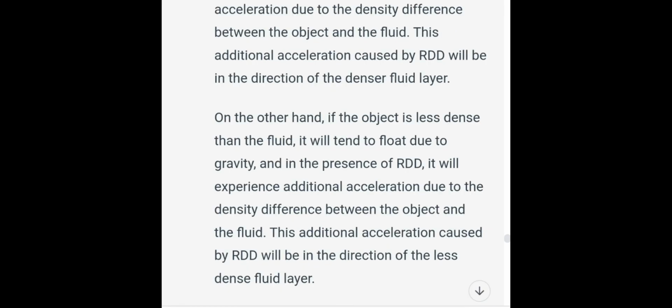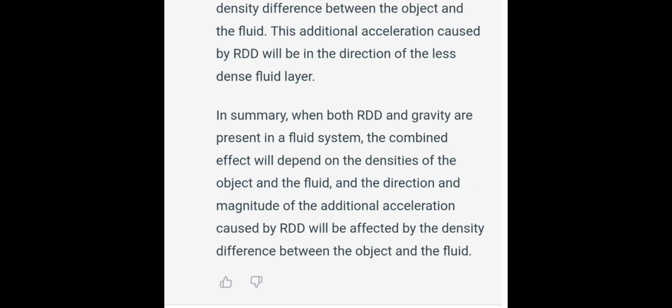On the other hand, if the object is less dense than the fluid, it will tend to float due to gravity, and in the presence of RDD, it will experience additional acceleration due to the density difference between the object and the fluid. This additional acceleration caused by RDD will be in the direction of the less dense fluid layer.